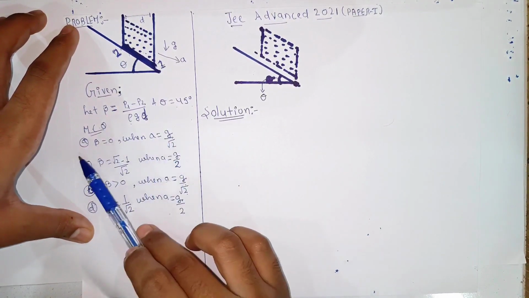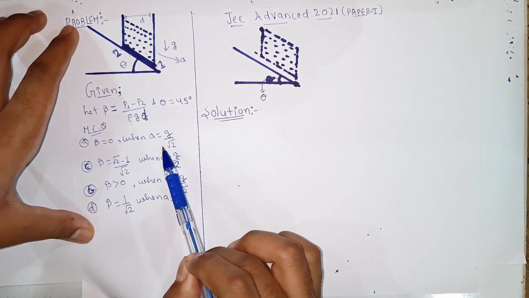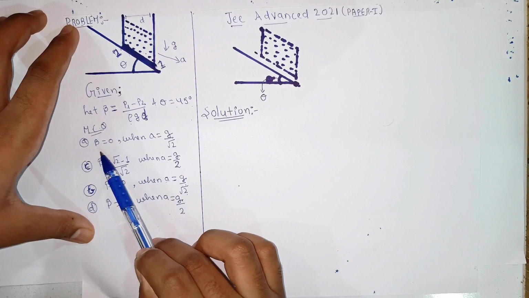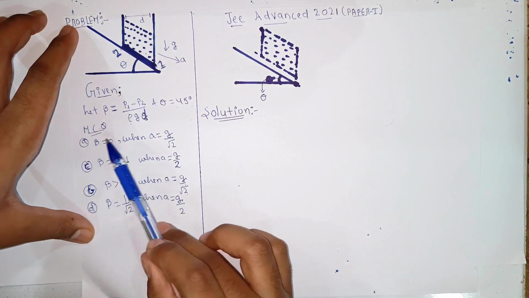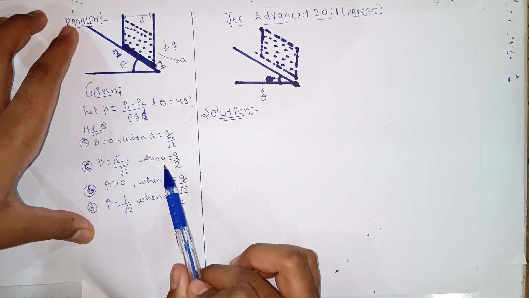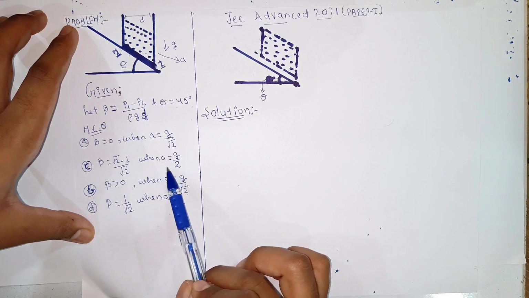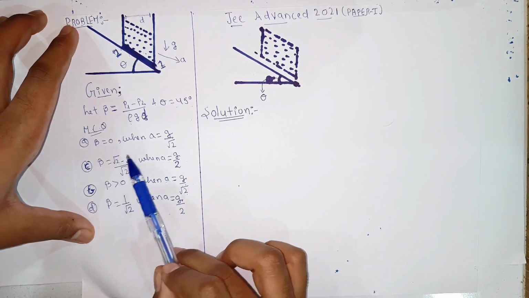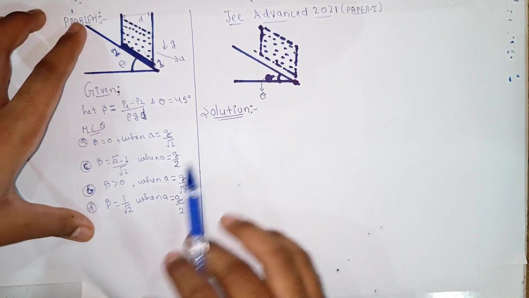So this is the first option, A: when acceleration is g by root 2, is beta equal to 0 or not, we have to tell that. Okay, when acceleration is g by 2, actually this is option C, beta is coming out to be root 2 minus 1 divided by root 2 or not, that we have to tell.